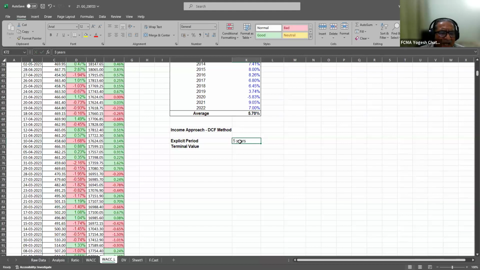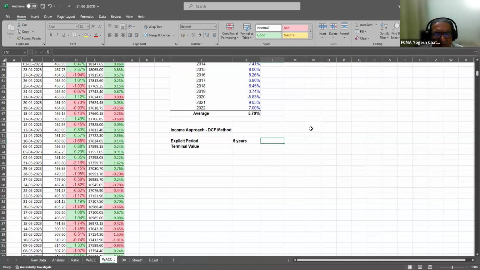Because beyond that it will not be feasible for the valuer to make a projection with accuracy. As you all are aware, projections are related to the future, and the future is uncertain. Nobody in this world can predict the future with 100% accuracy. So a projection we can do at the most for the next 5 years.